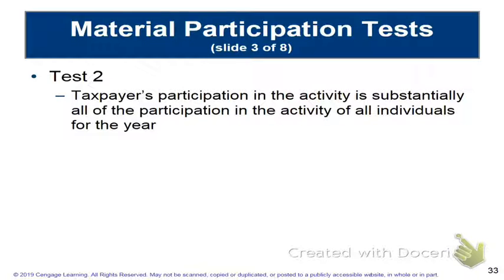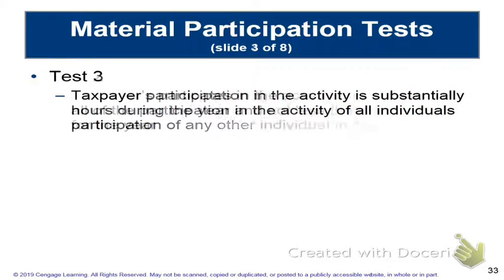Test 2, taxpayer's participation in the activity is substantially all of the participation in the activity of all individuals. So it might not be 500 hours, but you are doing everything that it takes. So when you have a rental house, you might not be working on it for 500 hours out of the year, but you're the only one doing it. Therefore, you're materially participating because nobody else does anything.